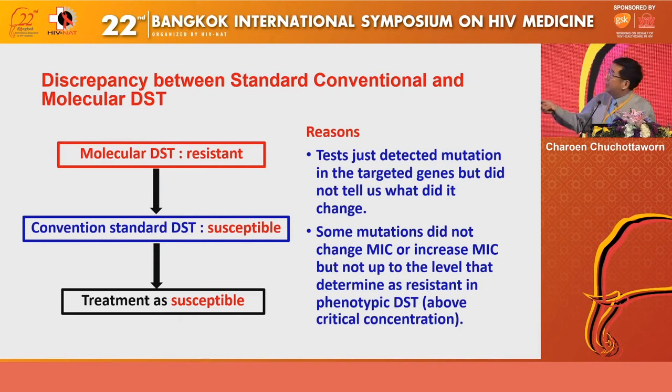Okay, the molecular test is resistant. The reason is that the molecular test detects the mutation, but it does not tell which nucleotide changed to which nucleotide. It just detects the mutation. And sometimes the nucleotide change doesn't change the MIC of the strain, or it changes the MIC of the strain, but not up to the level that is determined as resistant.